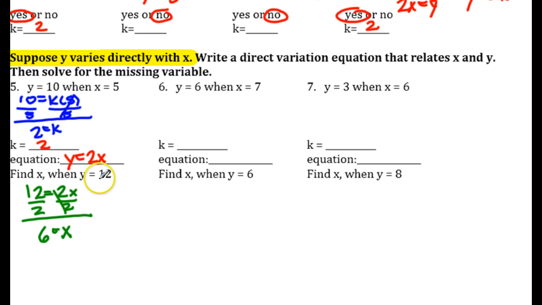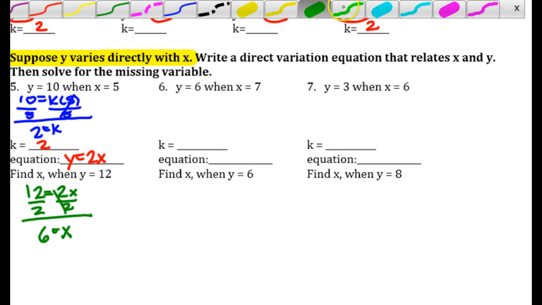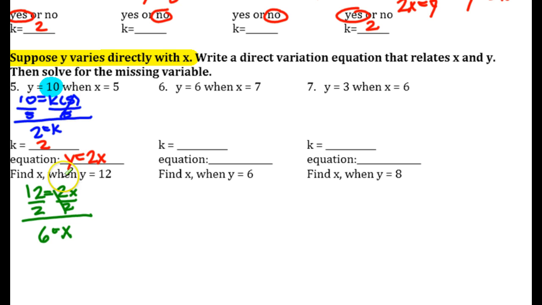Okay? So you see the sequence? You find the k first, plug the k into the equation, then I can use that equation and plug in any value of one variable and get the new one. Okay? And once again, look what's happened here. Look at what the y was. The y was 10 and now it is 12. So look, the y went up. Then look at the x, 5 to 6. The y went up. Direct variation, things change in the same way. They both went up. Okay?